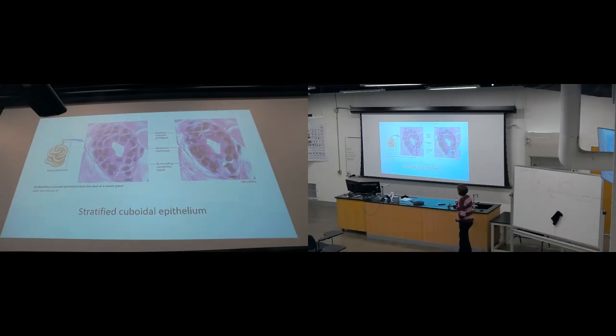The stratified cuboidal epithelium, we have it in sweat gland ducts. So this is a sweat gland. If you magnify the duct, this is how you will look at it. So 1, 2, 3, almost 4 layers of cells. So this is a stratified cuboidal. All of these are square-like cells. Sweat glands produce sweat. They're located in our skin.